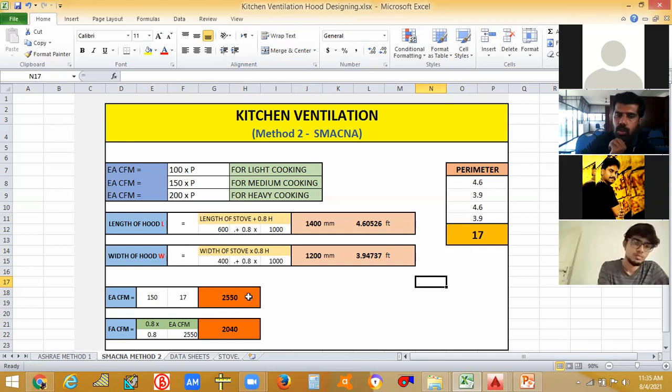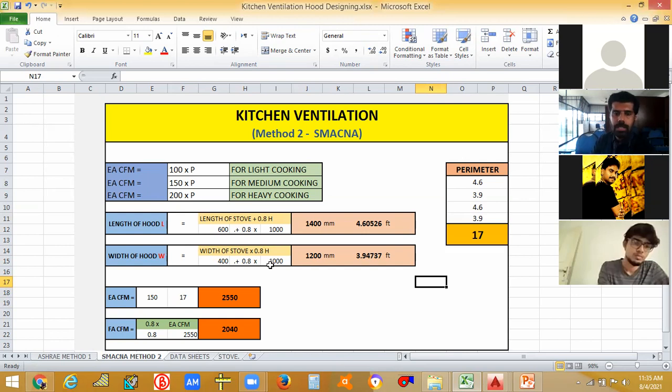So the air that has to be discharged is 2550 CFM. Understood? That is the exhaust air. If we get the exhaust air, can we find the supply air or the makeup air? Yes, we can easily find the makeup air. We know that the makeup air is 70 to 85%, right? So I am choosing 80%.